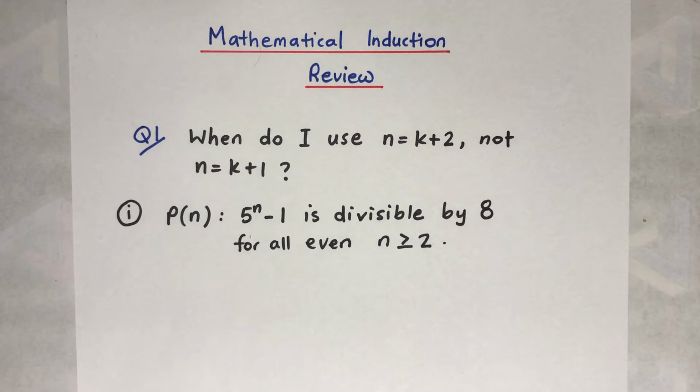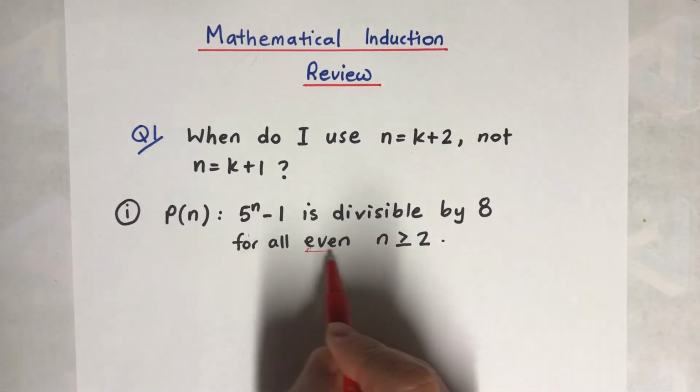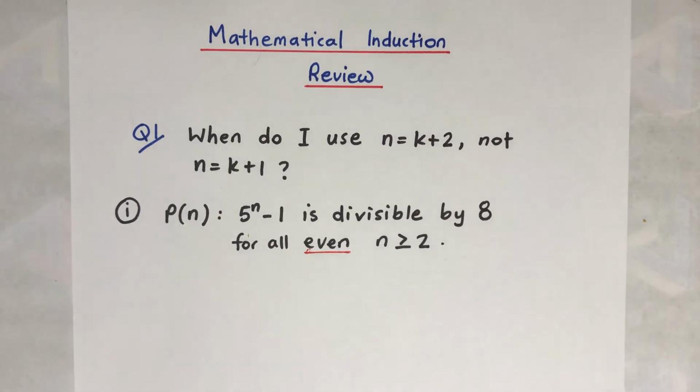Now, this is related to when the proof has something to do with even or odd. So you need to think about that. First example: P of n is 5 to the power of n minus 1 is divisible by 8 for all even integers, that is n is bigger than or equal to 2.